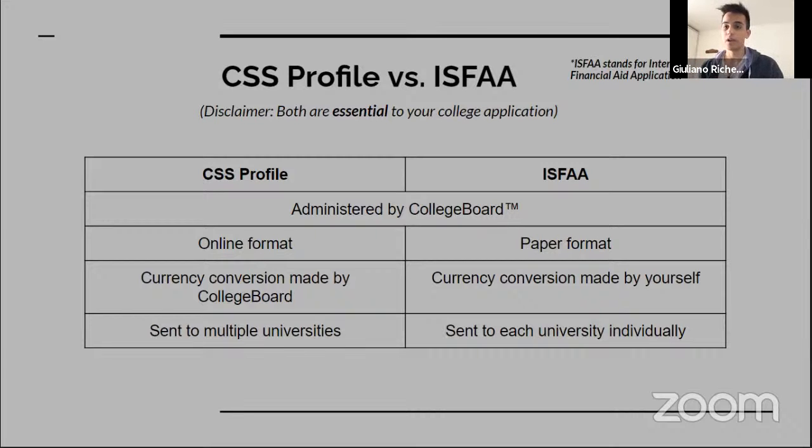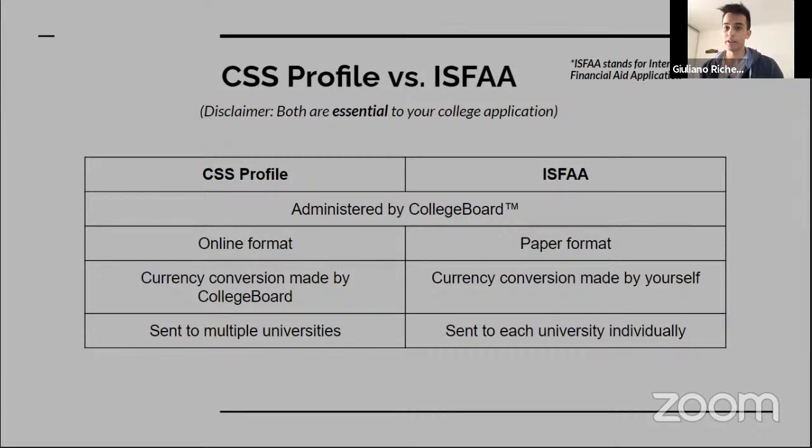You have to create an account. You have to use the same account that you've used to sign up for the SATs or your APs, in case you're taking those. Instead, for the ISFAA, you have to print sheets of paper and complete it by hand. Then in the CSS Profile, the currency you're going to use is the local currency. So in the case of Argentina, it would be pesos argentinos. You have the option to select that. Instead, in the ISFAA, you make the conversion yourself. So you choose the currency rate according to that day's currency values.